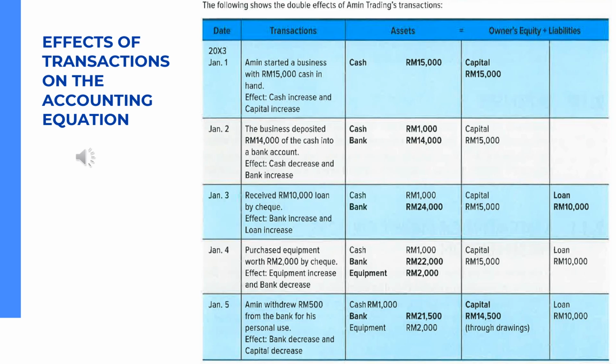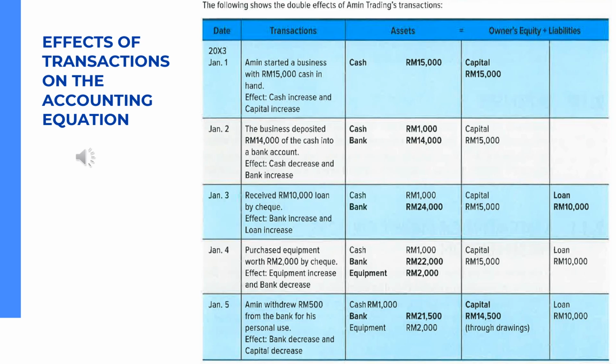And then for January 3rd, they received a 10,000 loan by check. Check, we assume it is through bank, so it will increase the amount in bank by 10,000 and then increase the amount of liability or loan by 10,000. On January 4th, the purchase of equipment was 2,000 by check. Therefore, the purchase will increase equipment by 2,000, and as the payment is through check, it will decrease the amount in bank by 2,000.